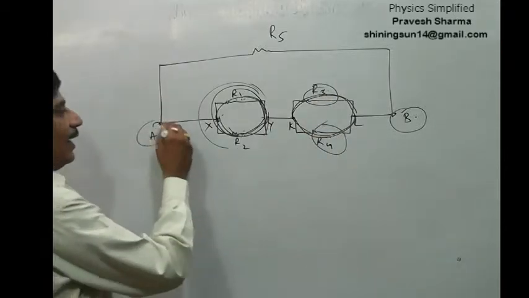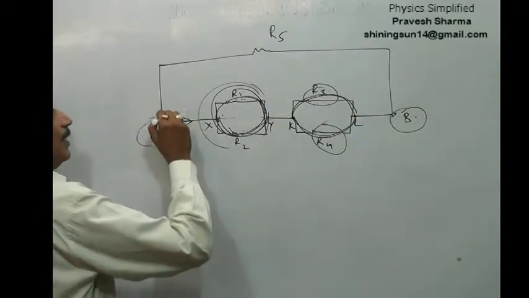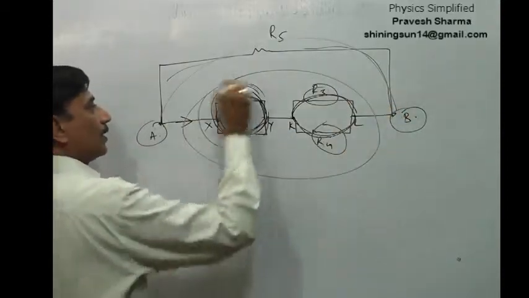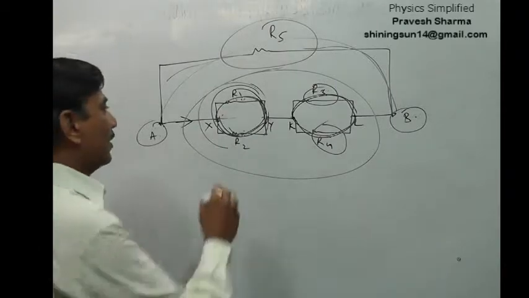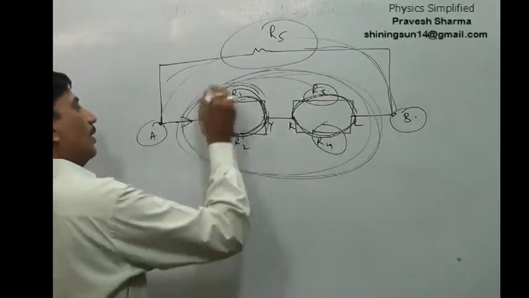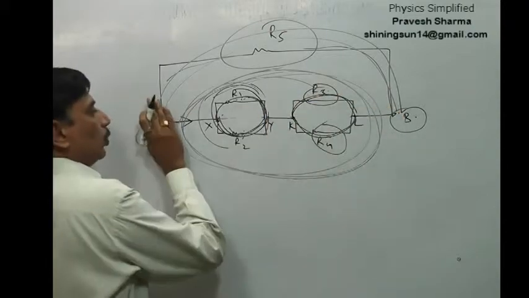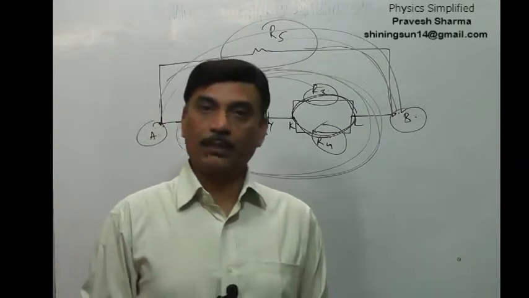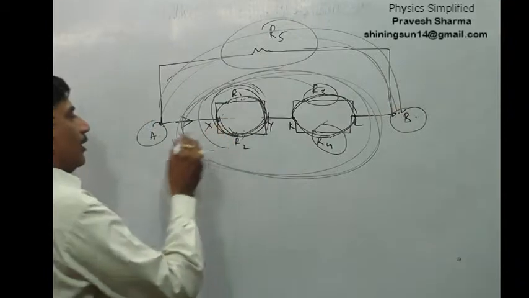Whereas between A and B, one is the current going via this path. The other is between A and B, you can go like this. The current can go like this. So this and this resistors are in parallel. That is, you can find the equivalent resistance of these resistors. Then this and this are parallel because from point A to point B, you can go via this path or you can go via this path. For parallel, it is very important that between A and B only, you have the choices.